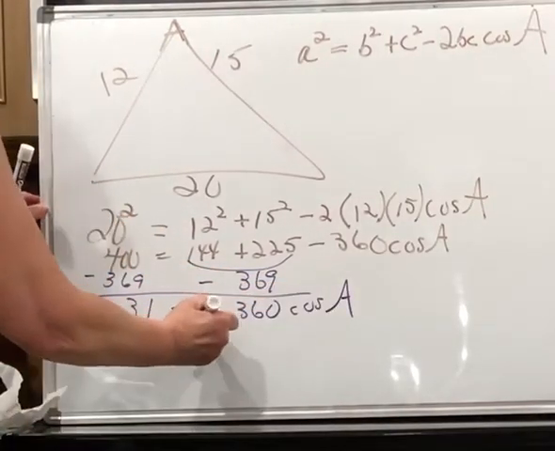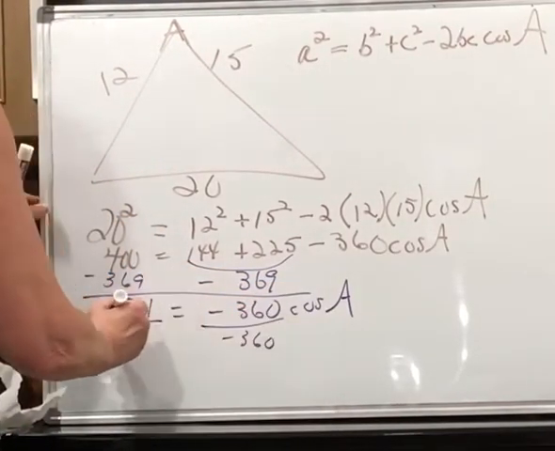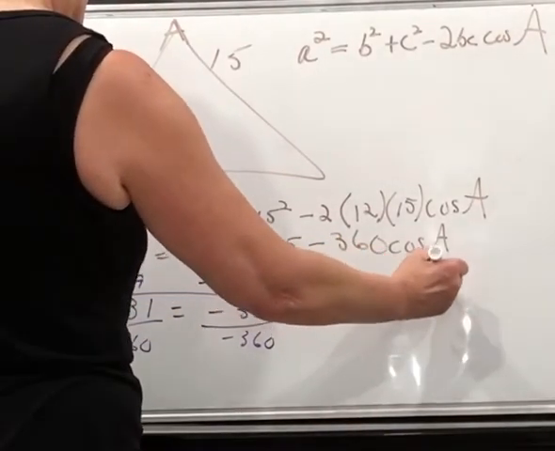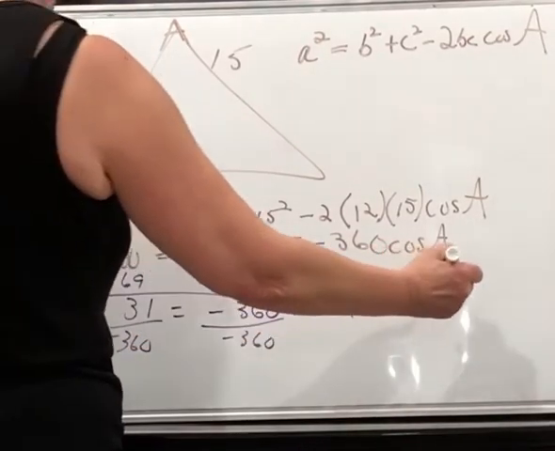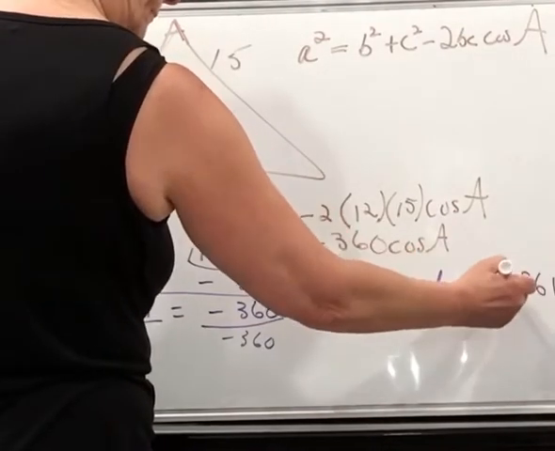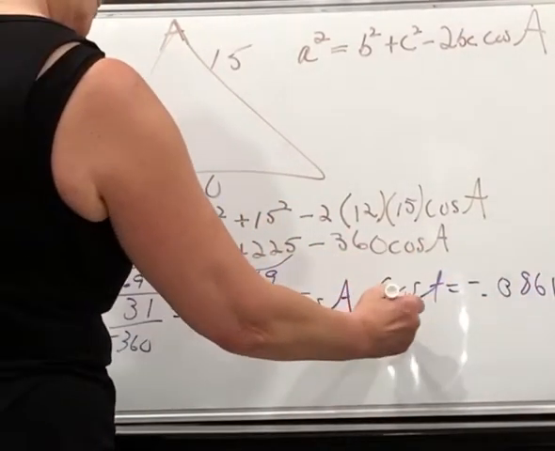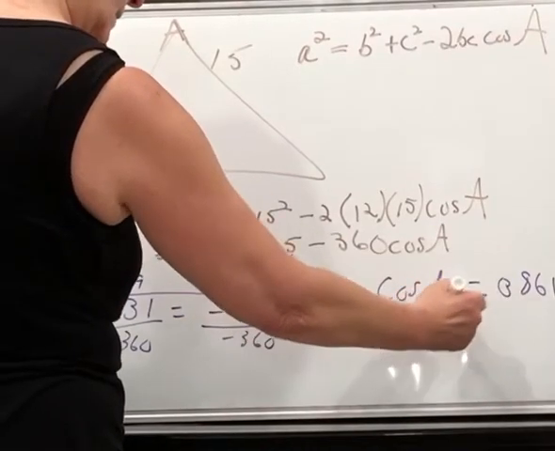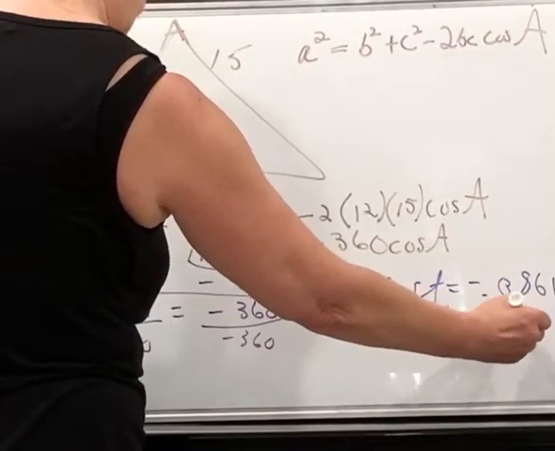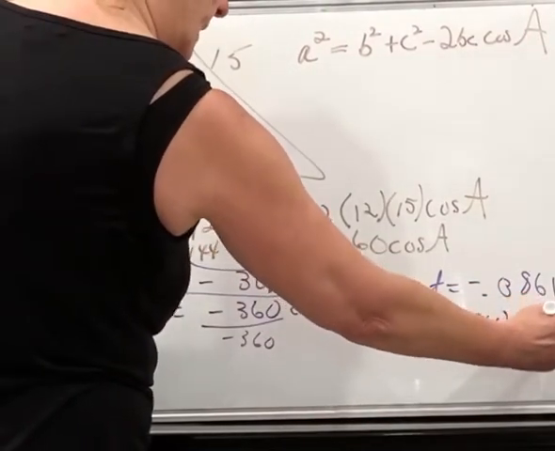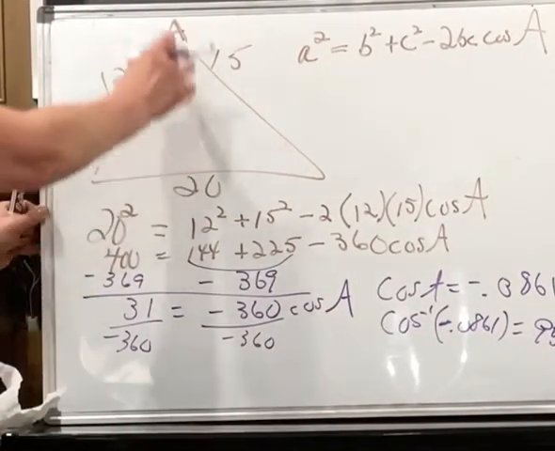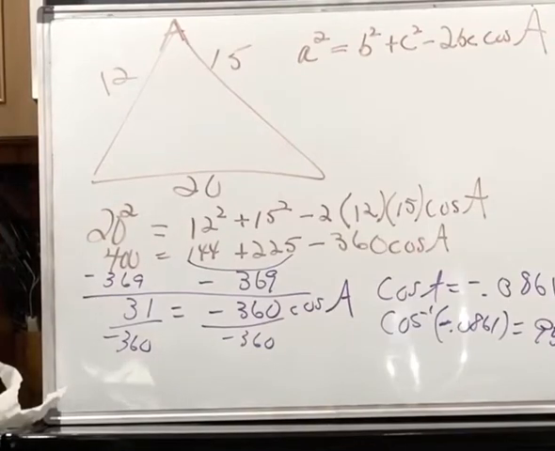I'm going to divide both sides by negative 360. So the cosine of A is now equal to approximately negative 0.0861. I need the inverse cosine of negative 0.0861, and if I put that in my calculator, it's going to give me approximately 95 degrees. And that's what that angle would be, 95 degrees.